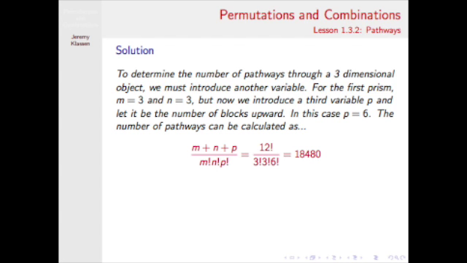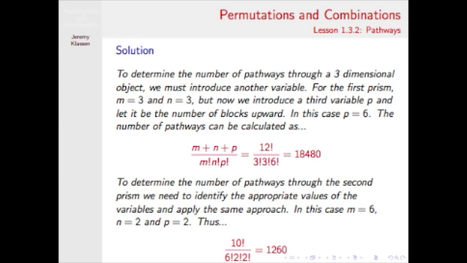There's 12 factorial ways to organize those letters, and those are all going to correspond to different pathways. But there's repetition here. There's 3 E's, there's 3 S's, and 6 U's. And so to account for the repetition in the word, we divide by 3 factorial, 3 factorial, 6 factorial, which gives us a total of 18,480 pathways through that first prism.